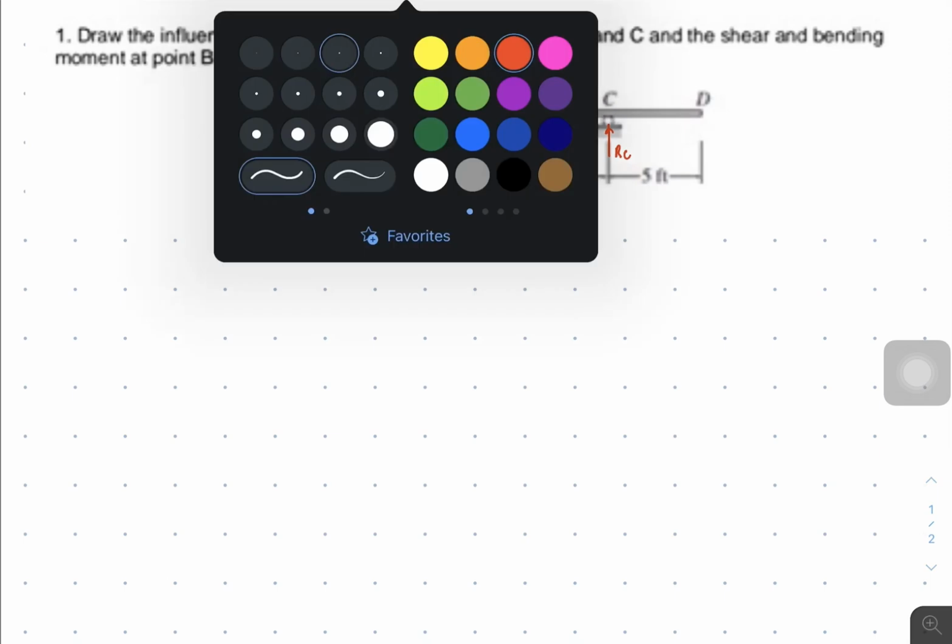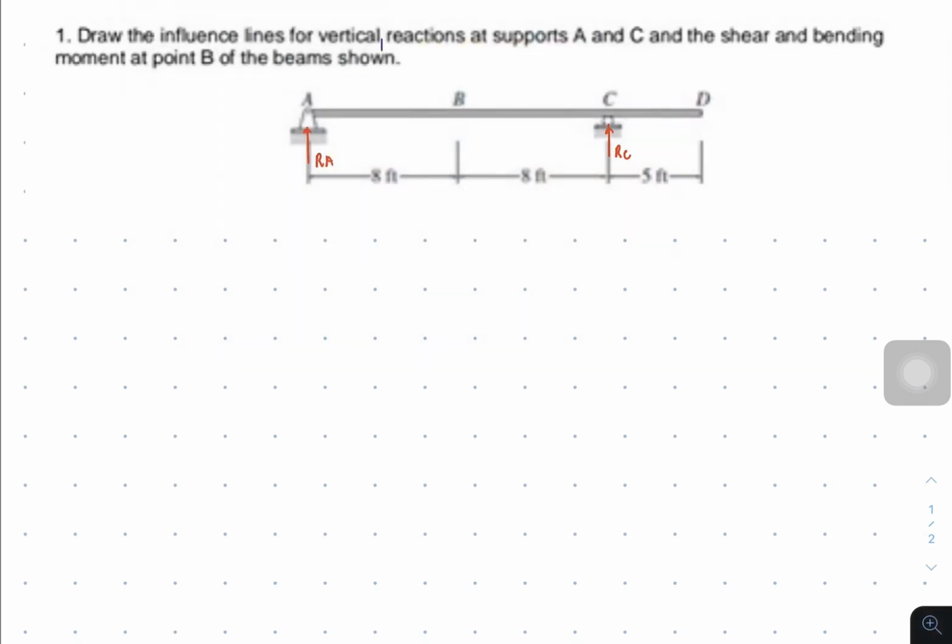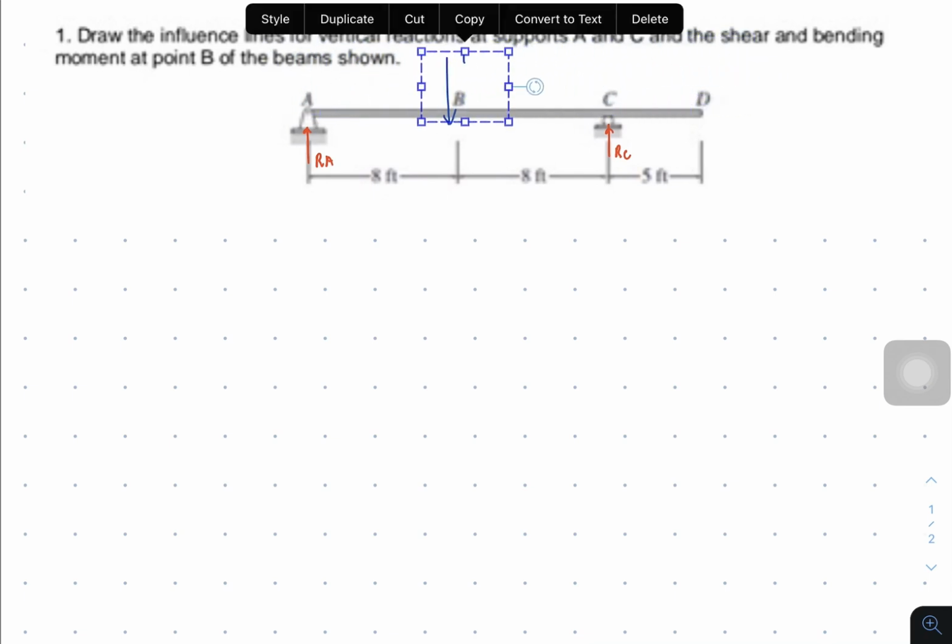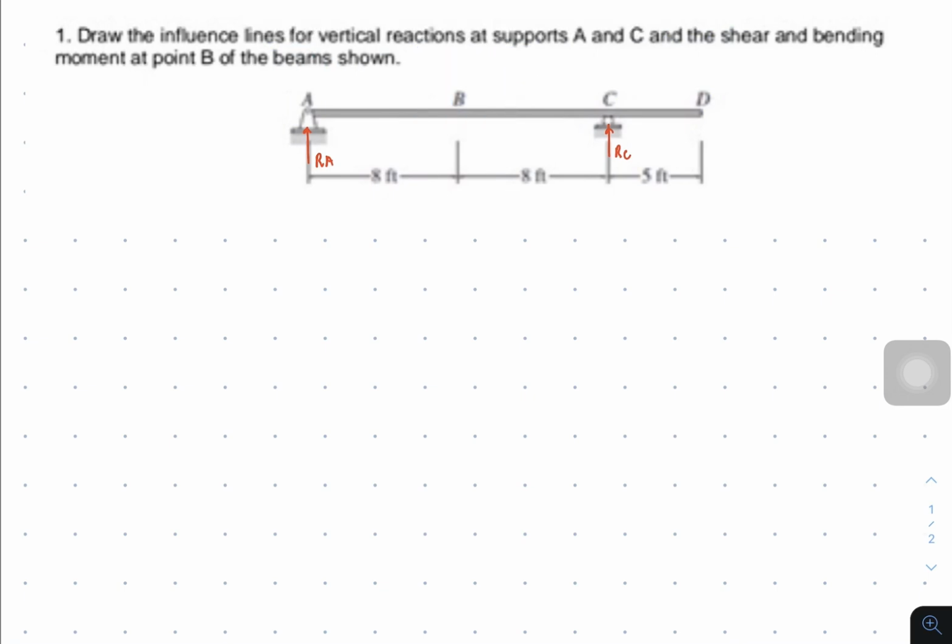So again, we will be placing a 1 unit load anywhere on the beam, for it's going to represent the influence of this 1 unit towards the beam and the reaction. So we're going to see what would be its effect.